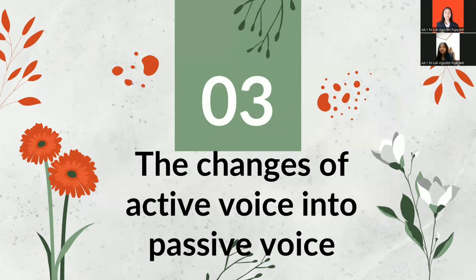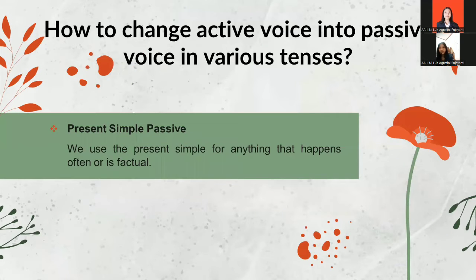How to change active voice into passive voice? So here is the explanation. The change of active voice into passive voice in various tenses. The first tense is present simple passive. We use the present simple tense for anything that happens often or is factual.